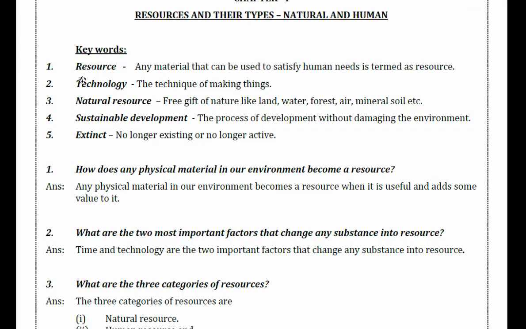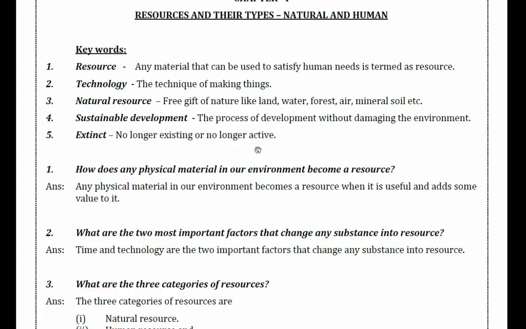The first one is resource. Any material that can be used to satisfy human needs is termed as a resource. Technology, the technique of making things. That's what we call technology, science and technology. Natural resource, free gift of nature like land, water, forest, air, mineral, soil, etc.